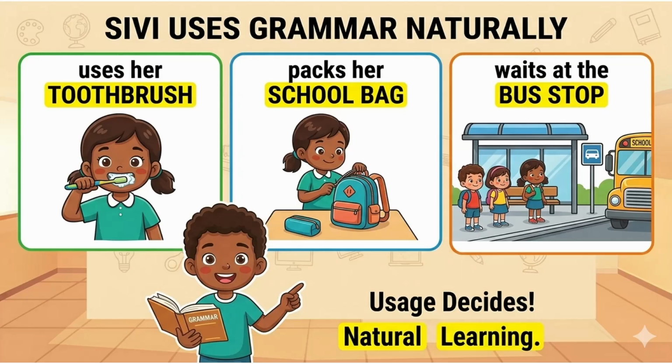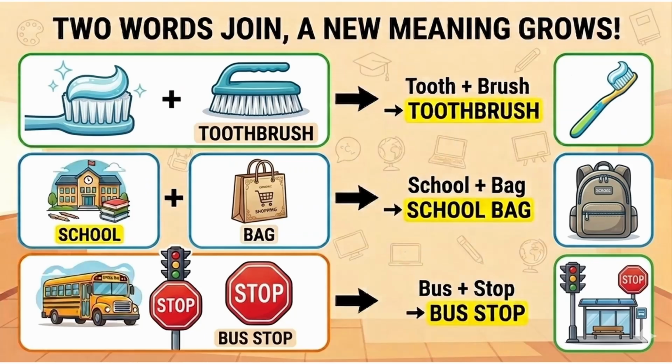Now let's move to another situation. You wake up in the morning. What all things you do? Brush your teeth, carry your school bag, wait at the bus stop. Now listen carefully to these words. Toothbrush, school bag, bus stop. Do you notice something interesting? These words are made by joining two words together.